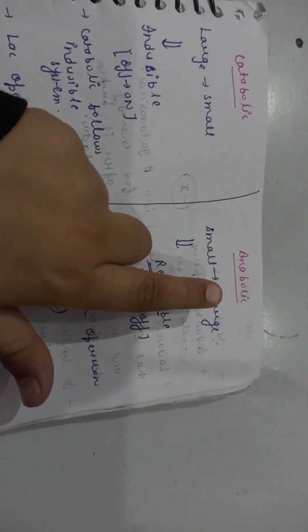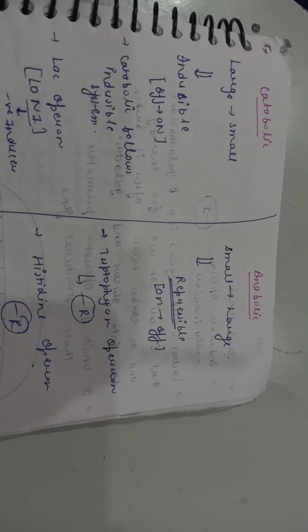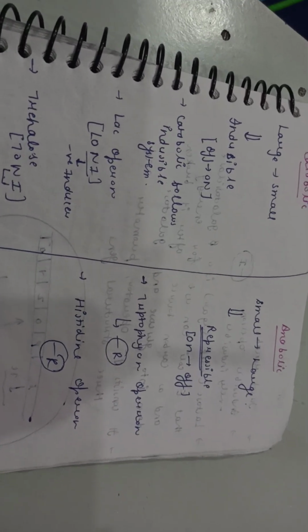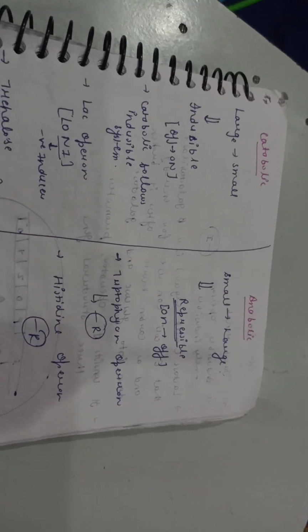Now we have two types of operon. The first type is catabolic and the other type is anabolic. What do you mean by catabolic? Basic. Catabolic means if you have large things, you are breaking them into small things. Anabolic means you are joining small things and making them a larger thing.